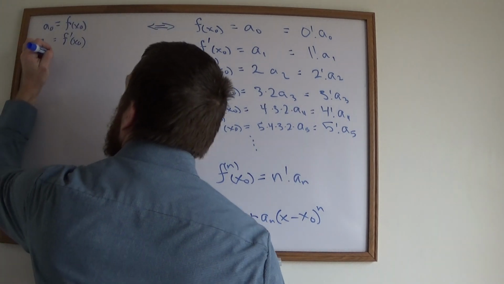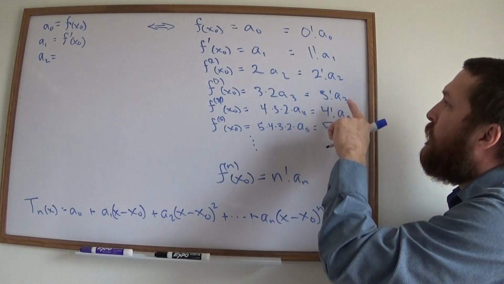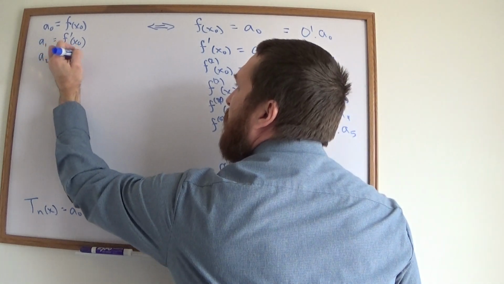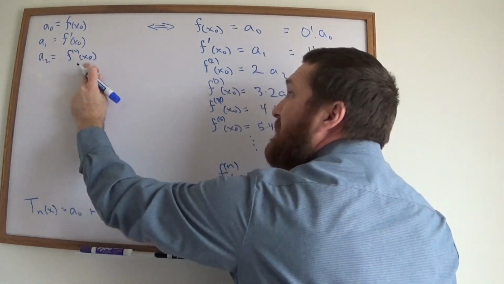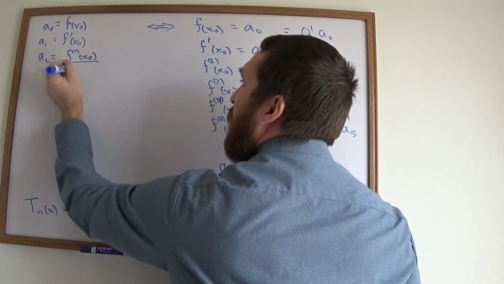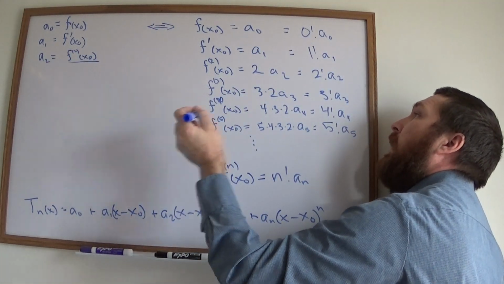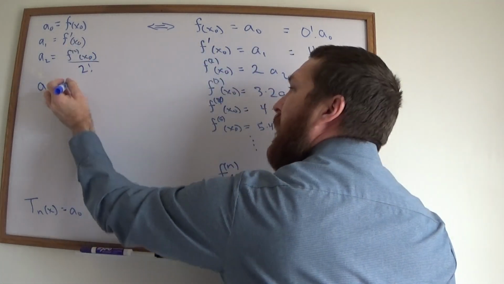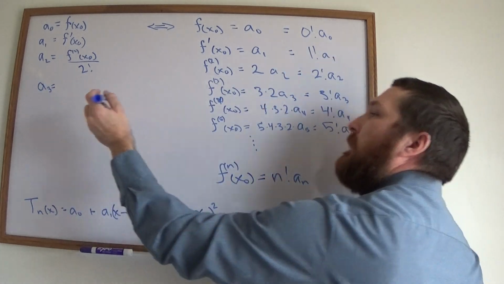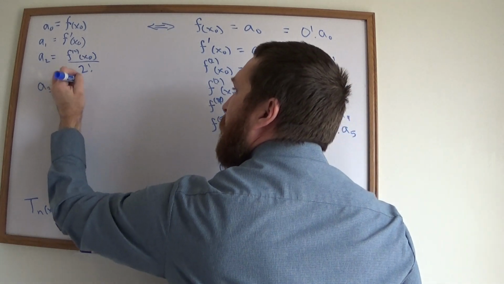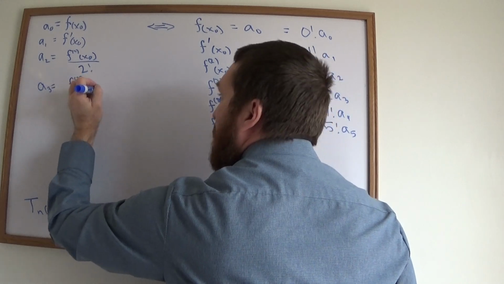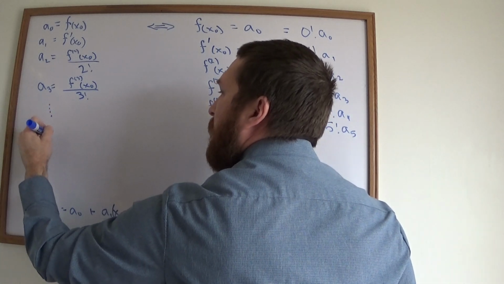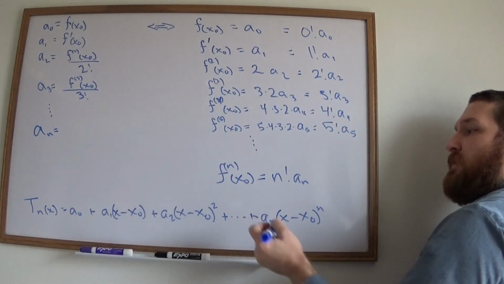So a2 is equal to what? F double prime of x0, the second derivative evaluated at x0. I plug that number in, I get out a number over what? 2 factorial. A3 is equal to what? The third derivative of f at x0 over 3 factorial. The third derivative, after I plug in that x0, over 3 factorial, and so on, all the way down to the nth, which is what?